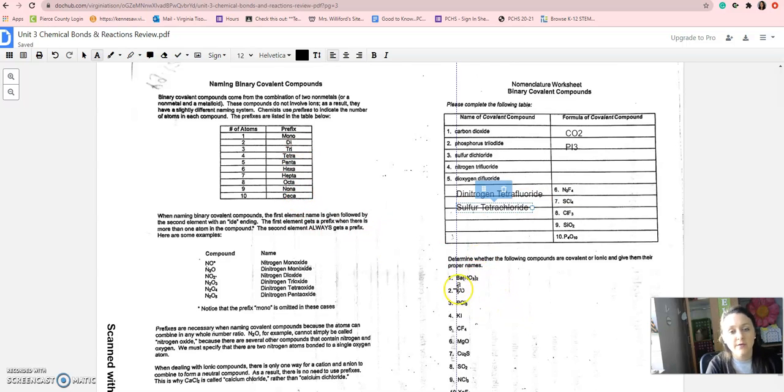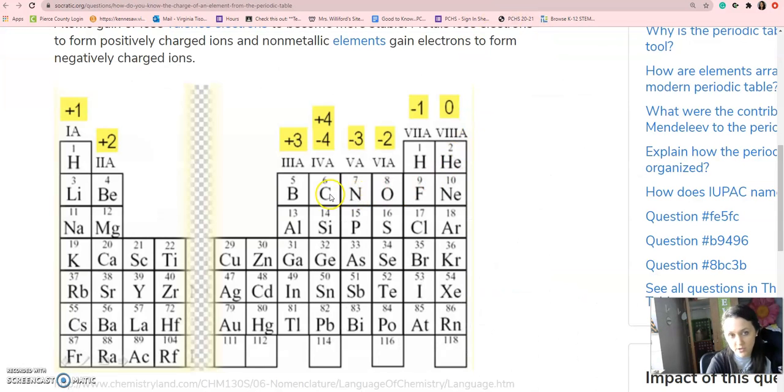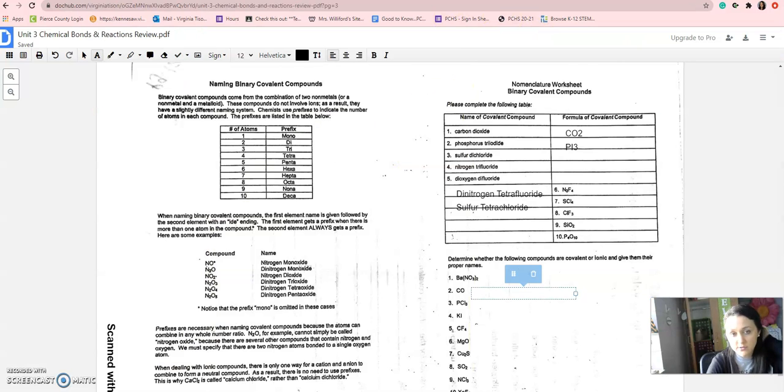Okay, so down at the bottom, we are going to not do number 1, but other than that, you are going to decide, is it ionic or covalent? If it's ionic, name it with ionic. If it's covalent, name it with covalent. So let's start right here. Going to tell whether it's ionic or covalent first. In number 2, I see carbon and oxygen. So I come back to my periodic table. Carbon and oxygen are both nonmetals, so I'm going to say this is covalent.